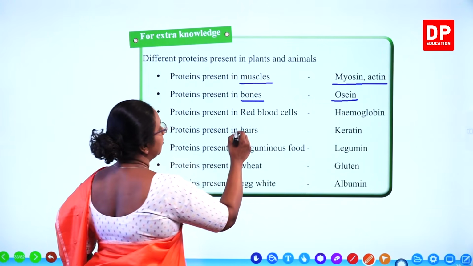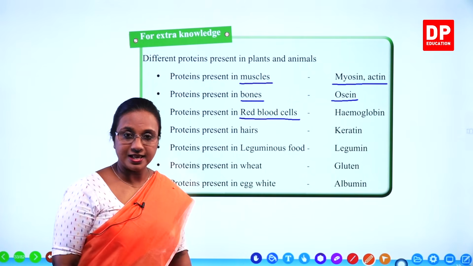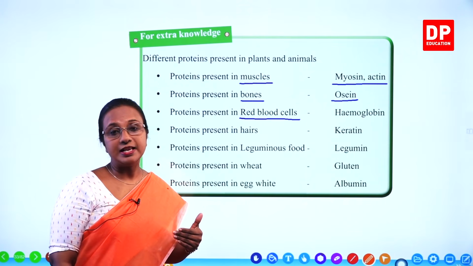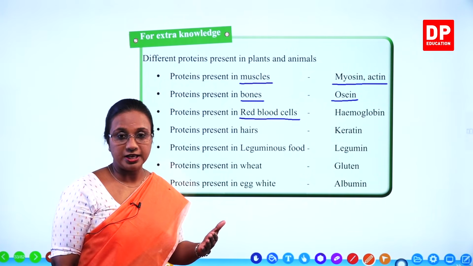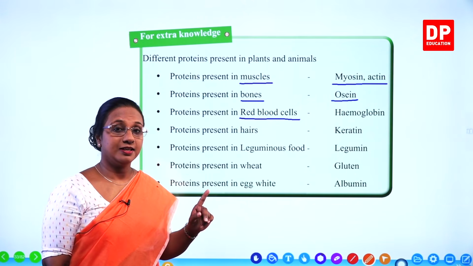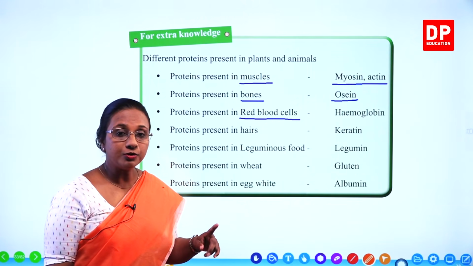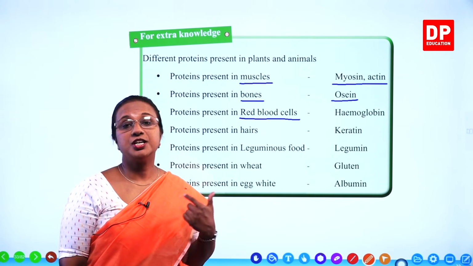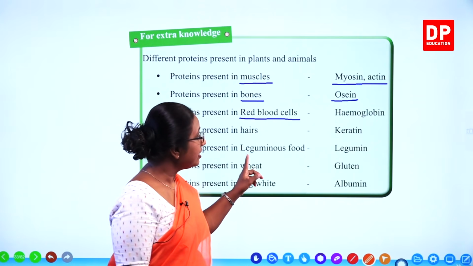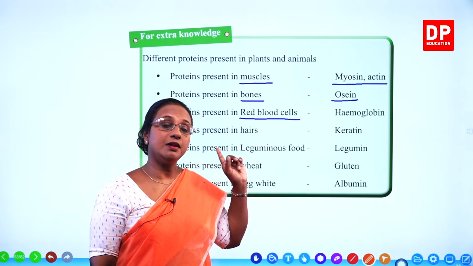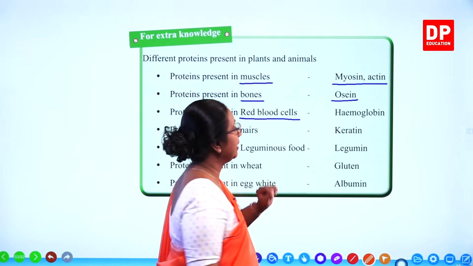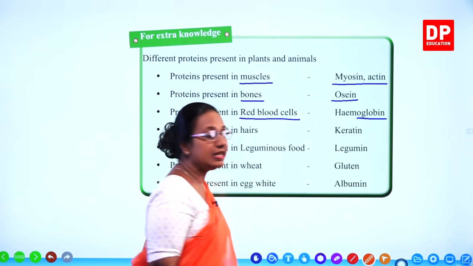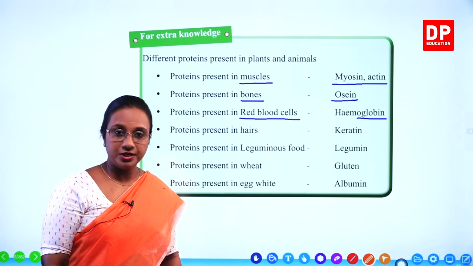The third type of protein is present in red blood cells. Already we looked at this when we discussed the different types of elements present in a human body. We said that there is iron in hemoglobin, and hemoglobin is an important component of blood that transports oxygen throughout the body. So when we say hemoglobin, heme refers to the iron and globin is the protein. So red blood cell has hemoglobin, in that globin is the protein.